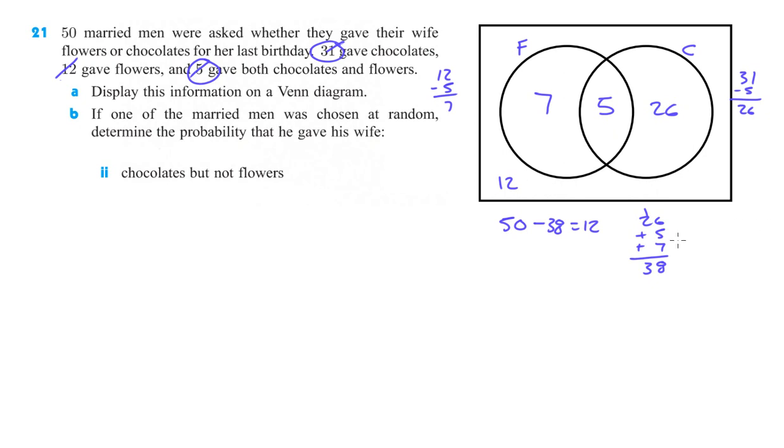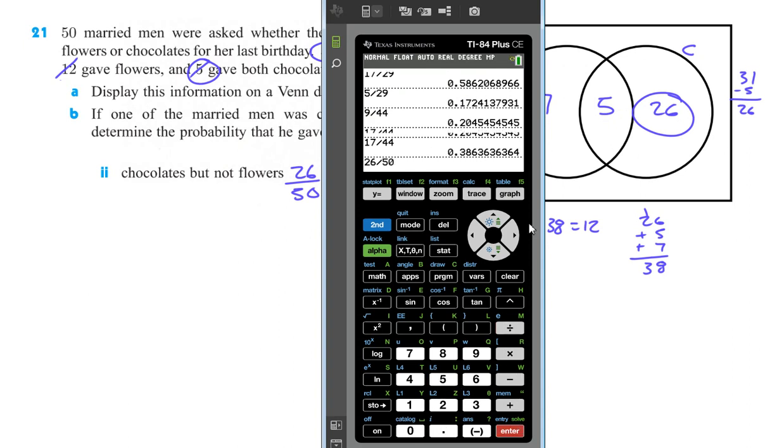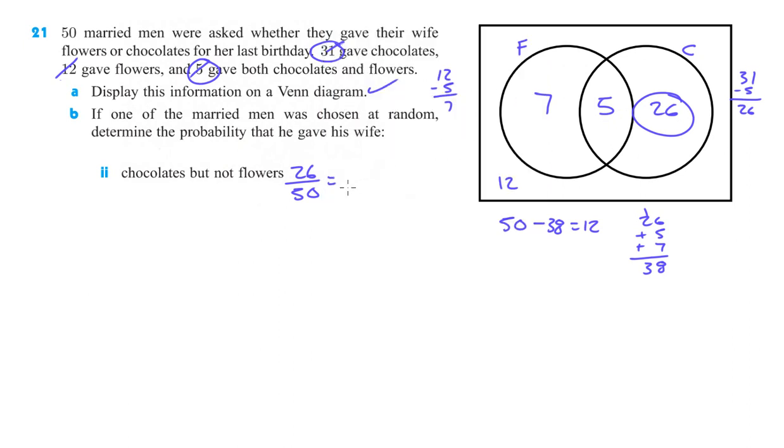Anyway, so we have, if one displays information on a Venn diagram, check. If one of the married men was chosen at random, determine the probability that he gave his wife chocolates but not flowers. So here's chocolates, that's chocolates and flowers. There's chocolates, not flowers. So that's going to be 26 out of the 50, which is going to end up giving us 52%.